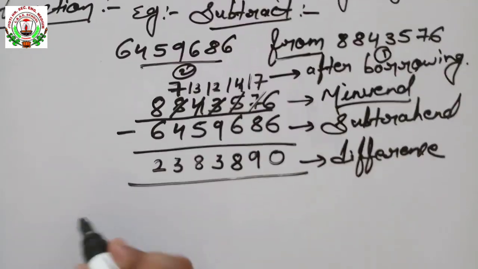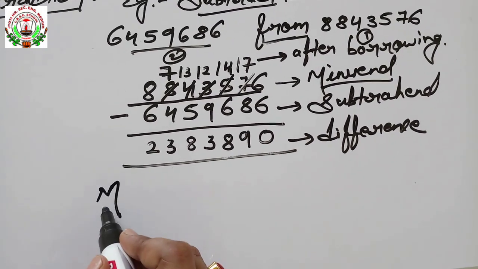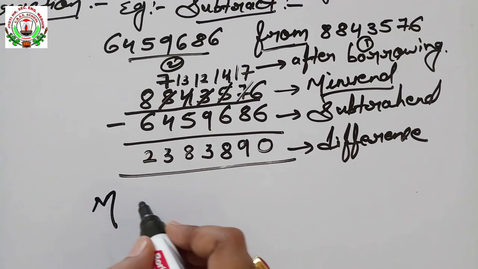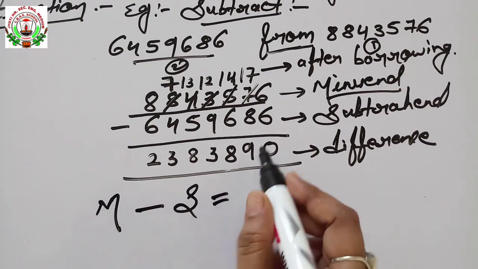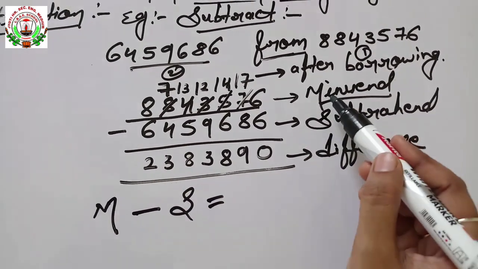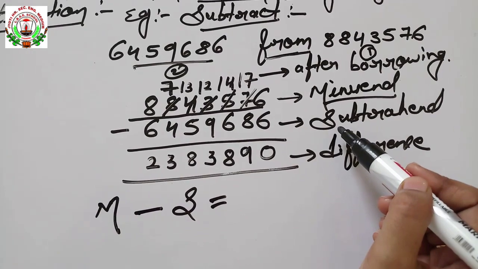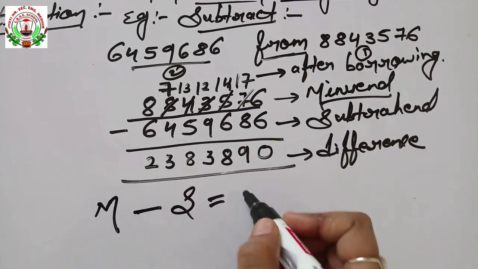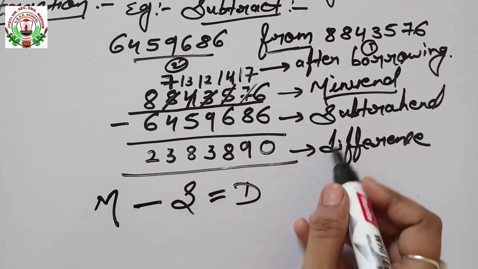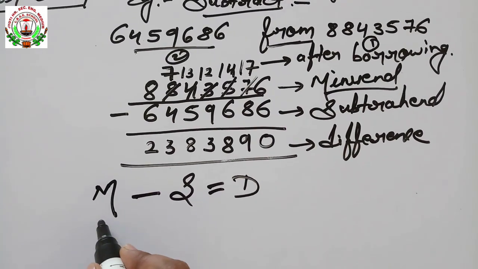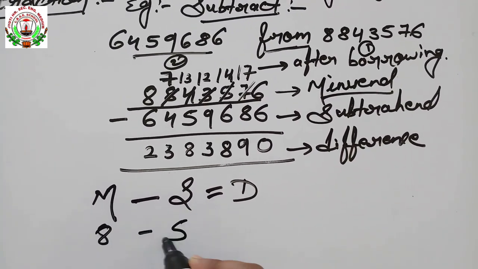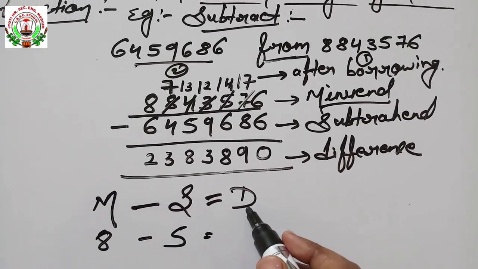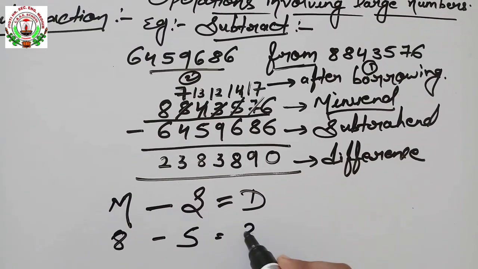Like here, M is for minuend, S is for subtrahend, and minuend minus subtrahend is equal to what we are getting over here? Difference. For example, if I have taken minuend as 8 and subtrahend as 5, what will we get as a difference here? 3.